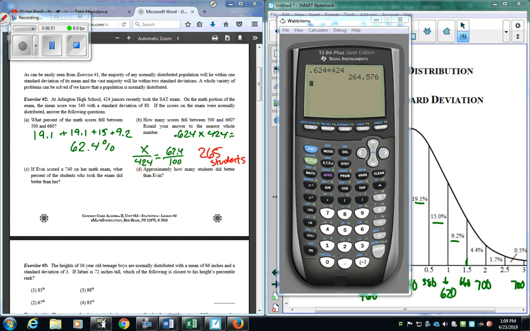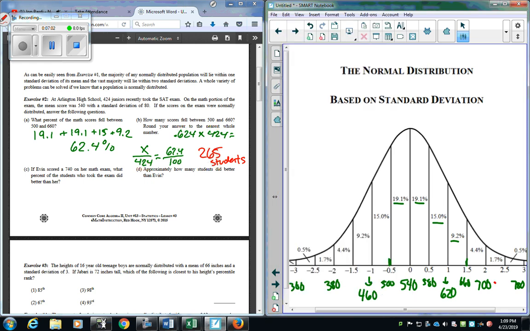Now it says for C, if Evan scored a 740 on her math exam, what percent of the students who took the exam did better than her? So if she scored a 740, that would mean over here she would have been 2.5 standard deviations above the mean, which means there's only two sections left in this case. There's the 0.5 and then there's the 0.1 section. So in that case, what percent of students did better than her? Well, in this case, it's just 0.6% of the students.